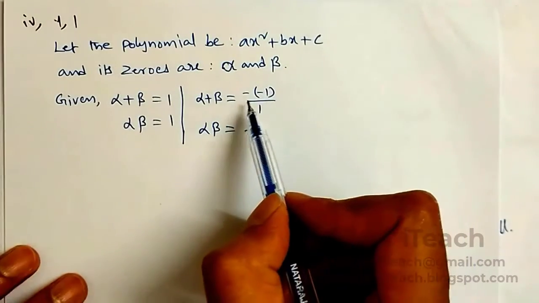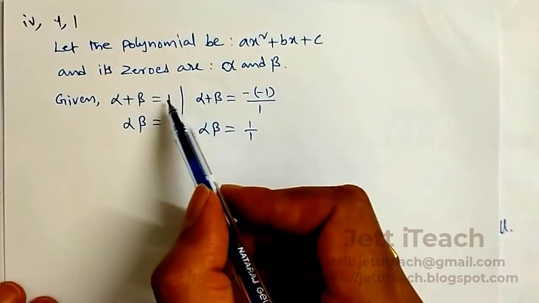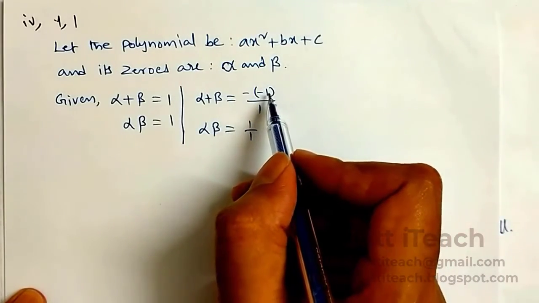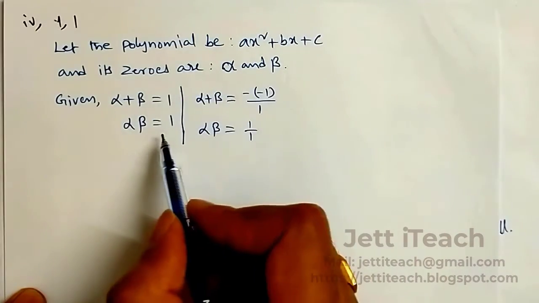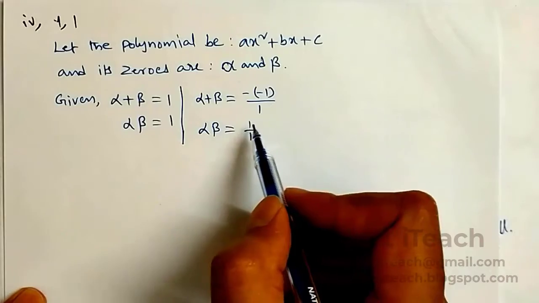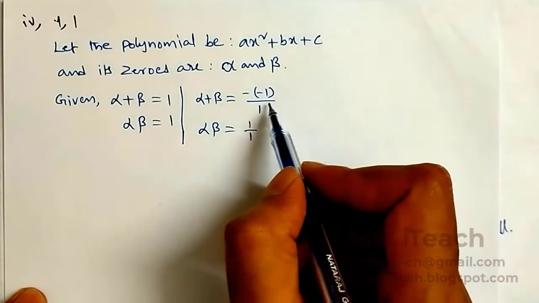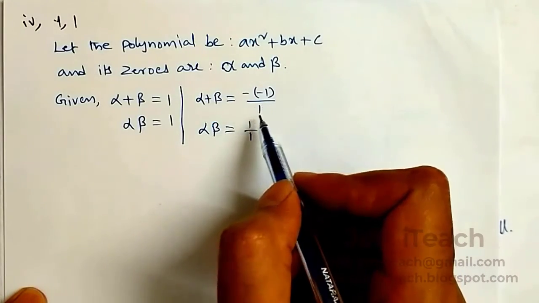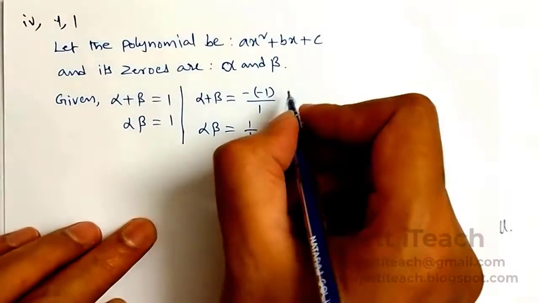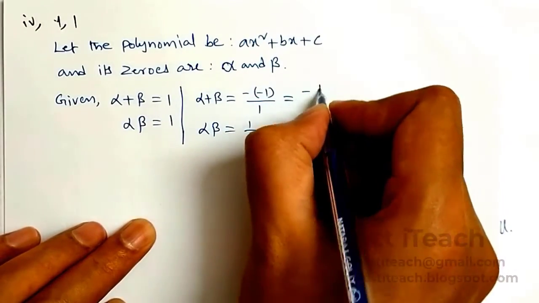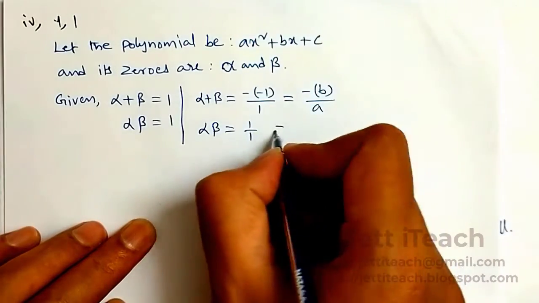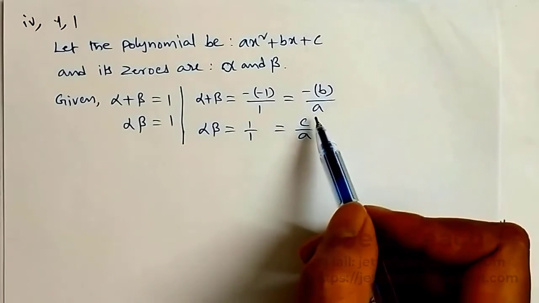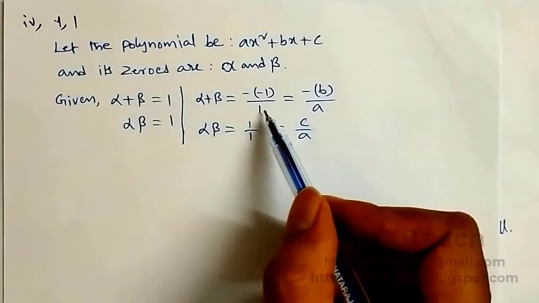I want to write minus, but this is a positive term, so I wrote minus of minus 1. Minus of minus 1 equal to 1. Here alpha plus beta equal to 1. If the denominator is nothing, I wrote it as 1. So this one is minus b by a, this one is c by a. I want to know the value of a, so I wrote 1 by 1.